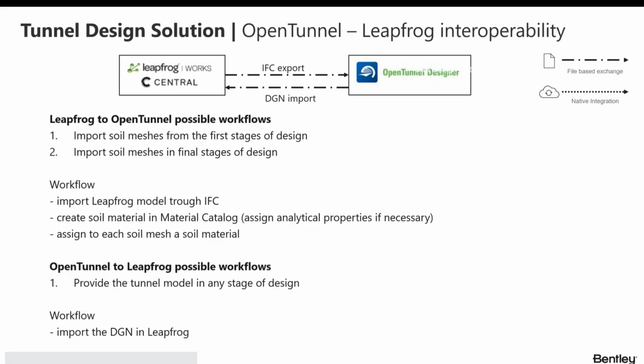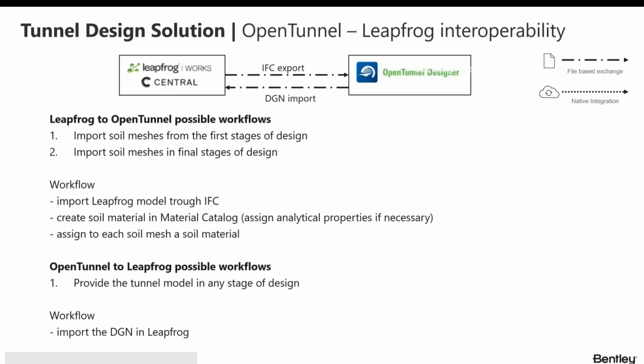So as a workflow, regardless of when you are importing those soil meshes, you are importing the model through IFC. You will create some soil materials in the material catalog. And if you are targeting to send this information to PLAXIS, you'll have to assign an analytical property for that soil material. And this is something that I will show. After we have created the soil material in the material catalog, we can assign to each soil mesh that we have imported a material with analytical properties.